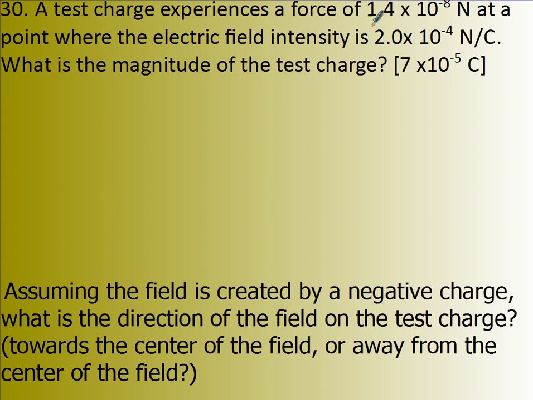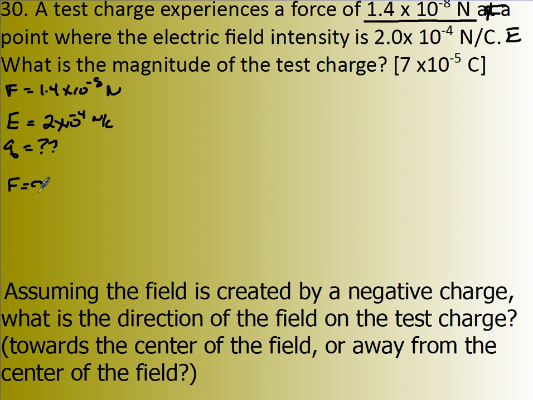Now a test charge experiences a force F of 1.4 times 10 to the negative 8 newtons at a point where the electric field E is 2 times 10 to the negative 4 newtons per coulomb. What's the charge? All right. F is 1.4 times 10 to the negative 8 newtons, and E is 2 times 10 to the negative 4 newtons per coulomb. I want to find Q.